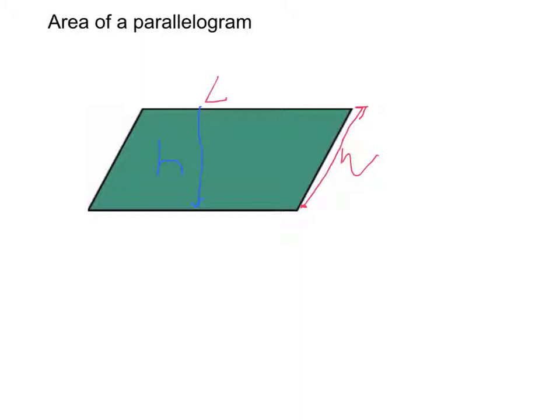But wait a minute, we're supposed to be finding the area of a parallelogram. Well, let's look and see how this works out. We can take a parallelogram and turn it into a rectangle very easily. If we were to cut the parallelogram along this edge, we could take the triangle that is formed and move it over to the right-hand side. If we take this triangle, it will fit exactly in this space.